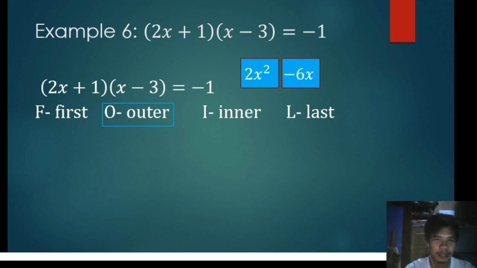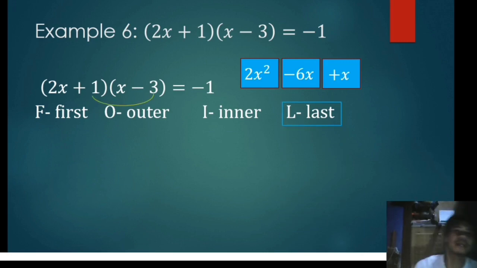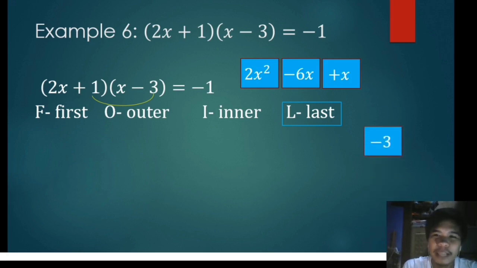So those are the outer terms, followed by the inner terms, multiplying positive 1 and positive x. So multiplying 1 times x, we get positive x. And finally, we multiply their last terms. So we multiply now positive 1 and negative 3. So positive 1 times negative 3, we get negative 3.